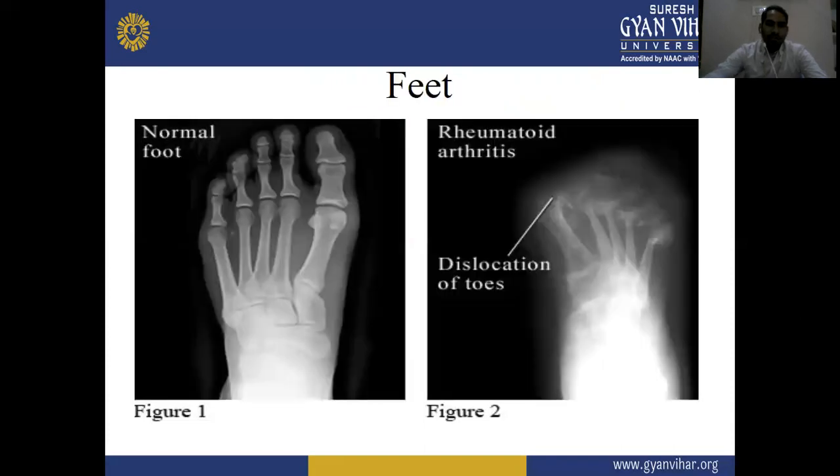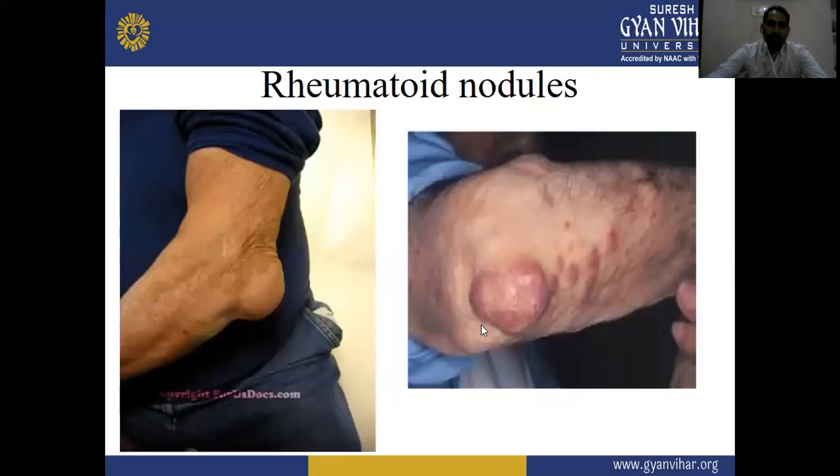Next one is feet. This is the normal feet, and this figure is rheumatoid arthritis feet and dislocations of the toes. Rheumatoid arthritis, knee nodules.